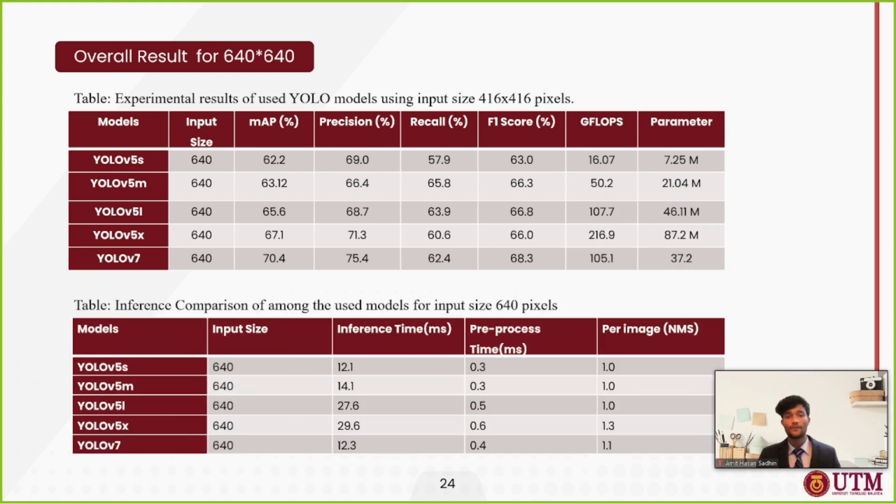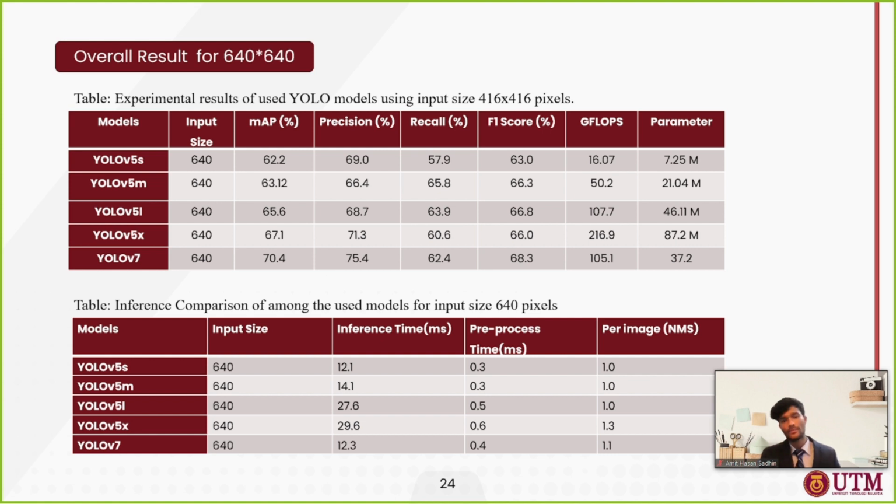When using the 640 by 640 pixel images, the results showed a notable improvement. YOLOv7 achieved a remarkable mAP score of 70% and an impressive F1 score of 68.3%, surpassing all other utilized YOLO models. Additionally, YOLOv7 demonstrated a faster average inference time compared to the other models.